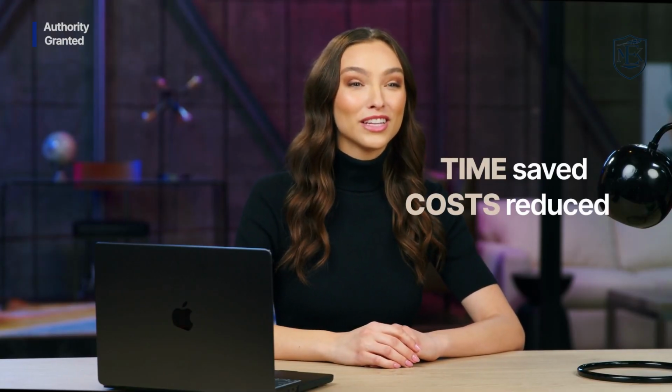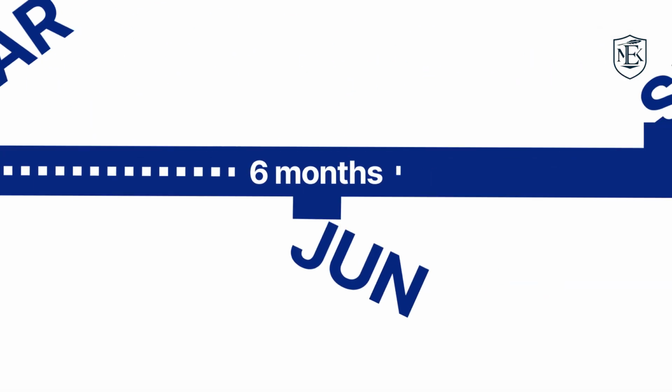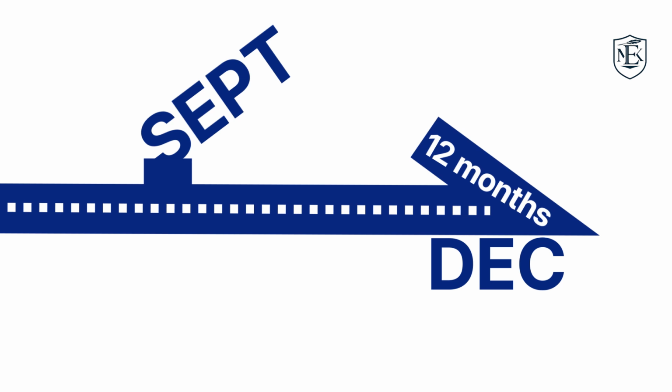This single step can save the estate thousands of dollars in hourly fees and months of delay. Second is managing the property. Administration doesn't happen overnight. It often takes 6 to 12 months, or even longer for complex estates.